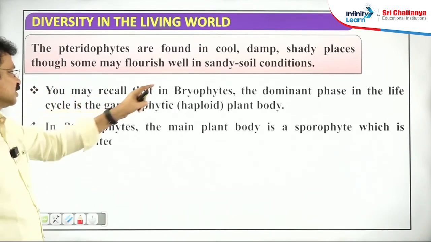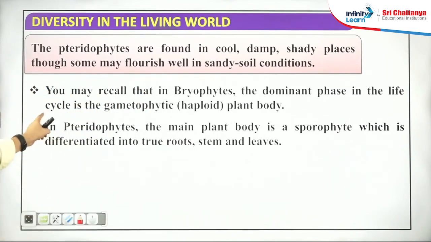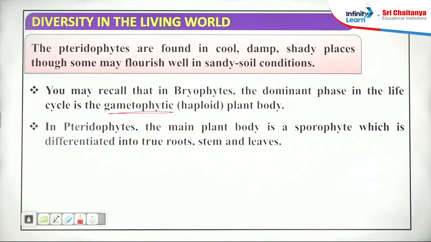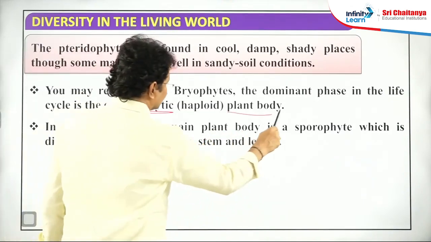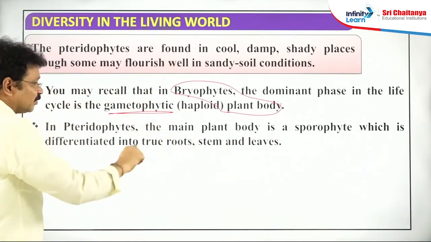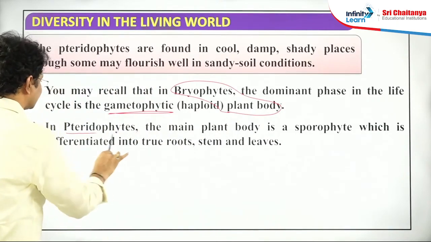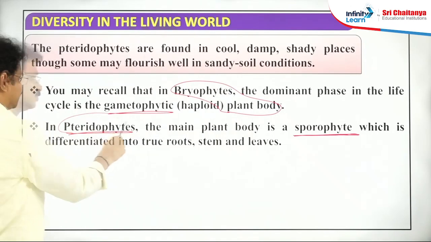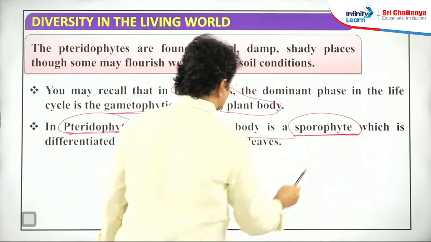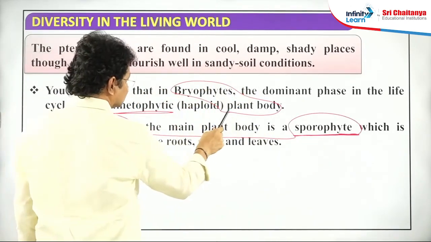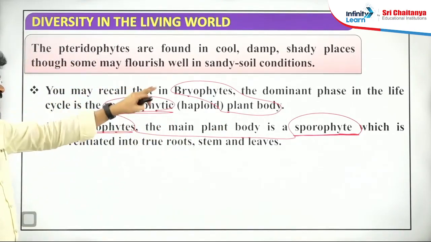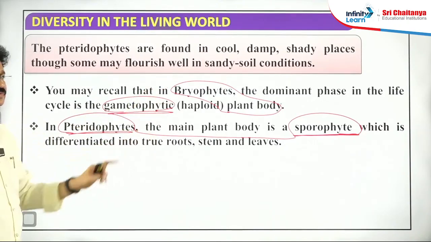Next point, you may recall that in bryophytes, the dominant phase in the life cycle is the gametophyte. The plant body in bryophyta is the gametophyte, but in pteridophytes it is reversed. In pteridophytes, the dominant phase is the sporophyte, or the plant body is the sporophyte. The pteridophytic plant body is sporophyte, but the bryophyte plant body is gametophyte. It is another differential character between bryophyta and pteridophyta.